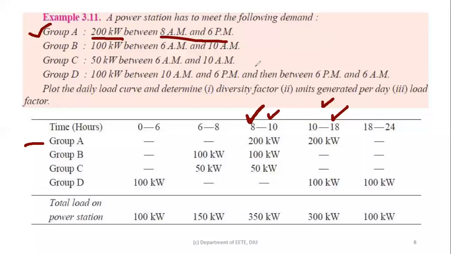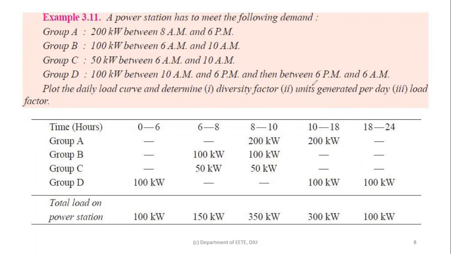So let's get back to our example one more time. As we were discussing, he had a net problem, no problem. So for group A, we just put 200 kilowatt from 8 to 18. So group A is done.